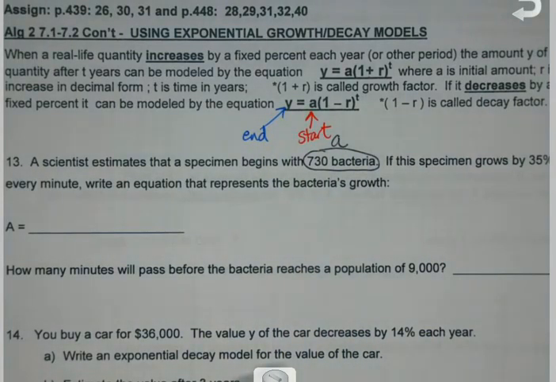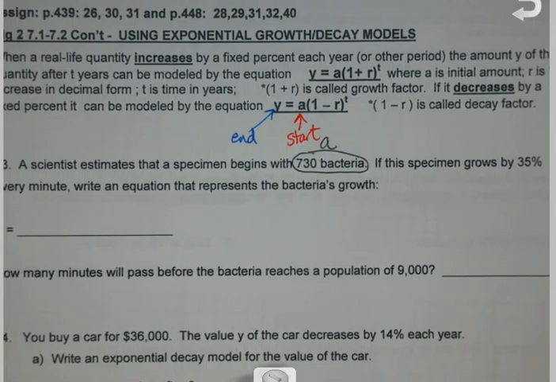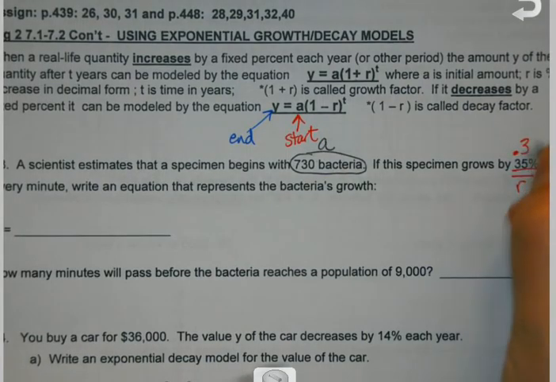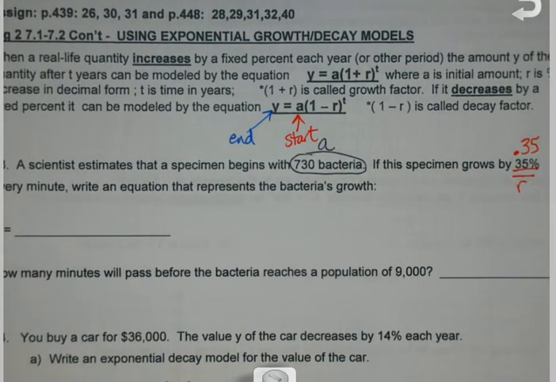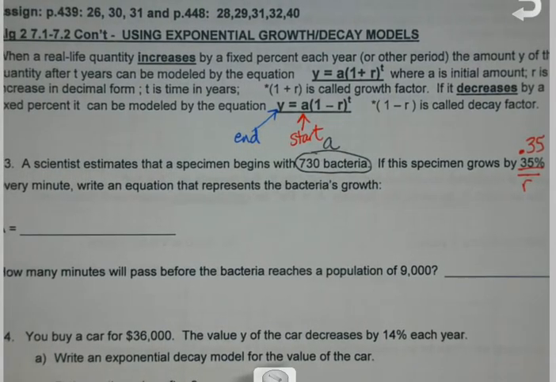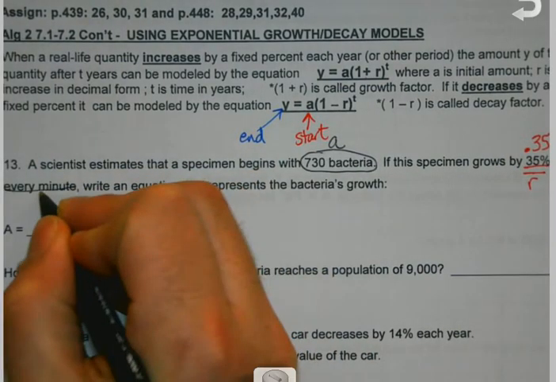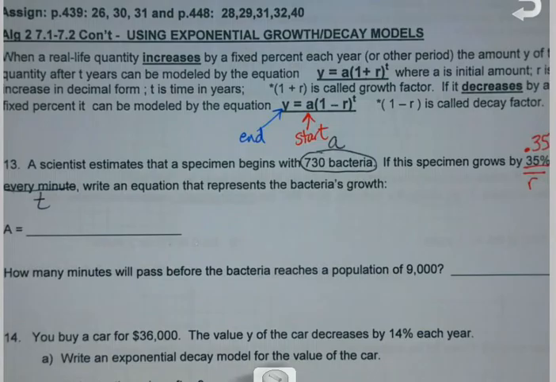So I've got my A value. I've got my 730. If the specimen grows by 35% every minute, okay, there's my rate. But remember, I need that as a decimal. So my R is going to be 0.35. So I've got A, I've got R, grows by 35% every minute. Write an equation that represents the bacteria's growth. Now notice it didn't say after 5 minutes, after 10 minutes, after 2 minutes. It just said every minute. It was very general. So this every minute is just going to stay as T. It didn't give me a specific number.